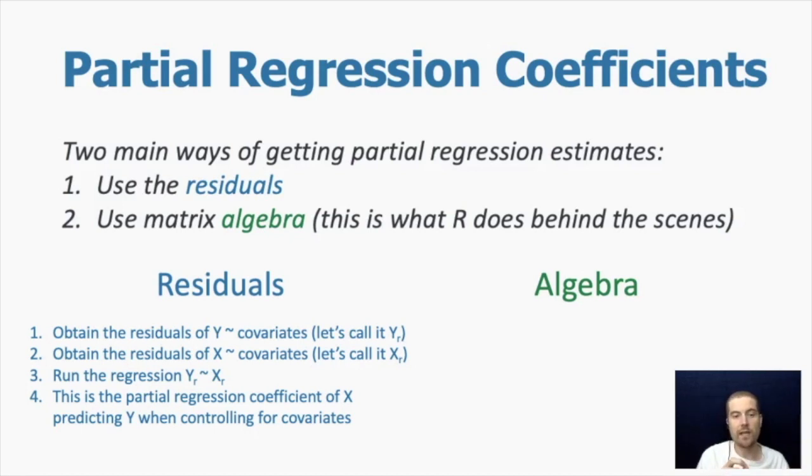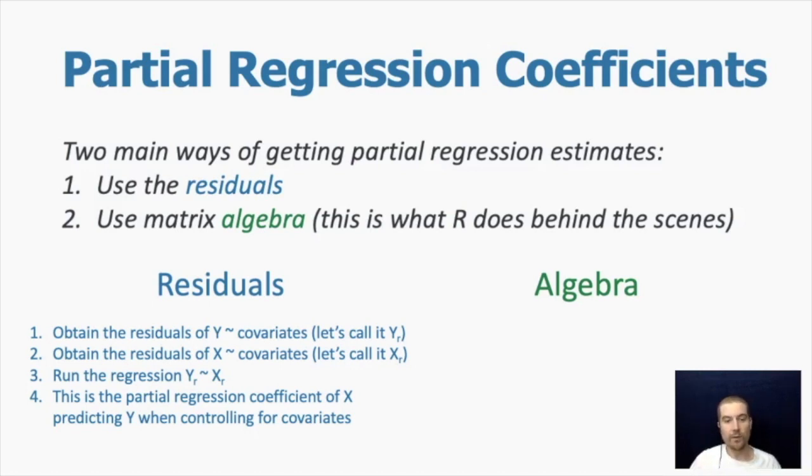And then we're going to obtain the residuals of X predicted by the covariates. So this one's weird. We're going to use our predictor as the outcome in this mini model. X is going to be predicted by all the covariates that Y was predicted by, and we're going to get the residuals of that. In other words, it's everything left in X not explained by the covariates. Thus the residuals, we'll call that XR.